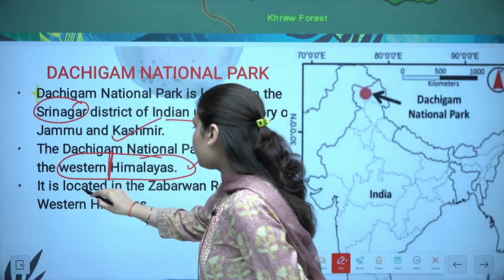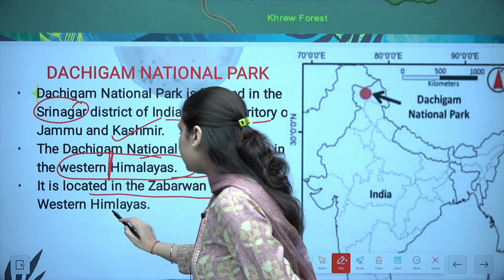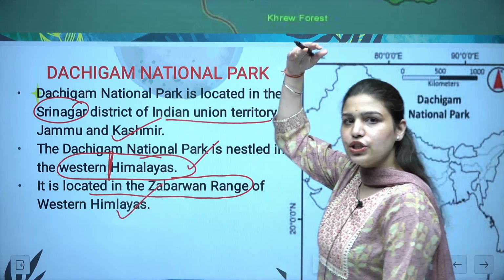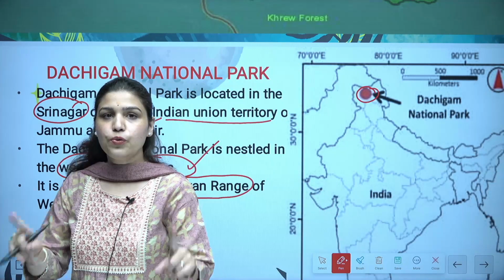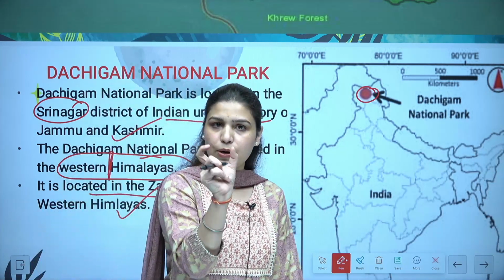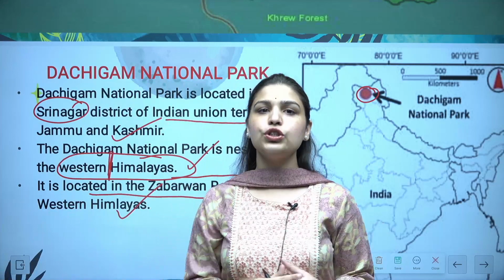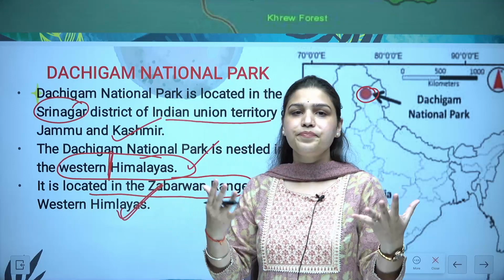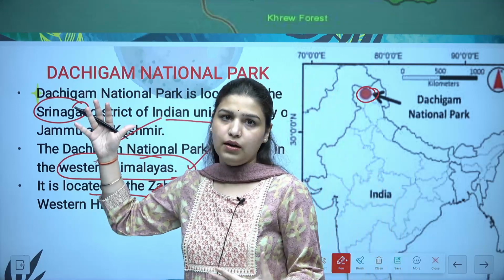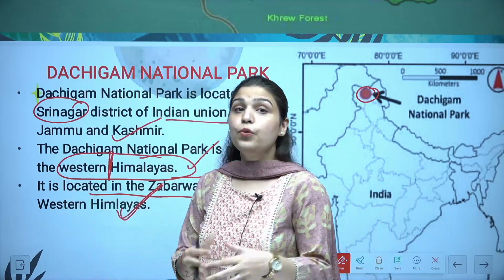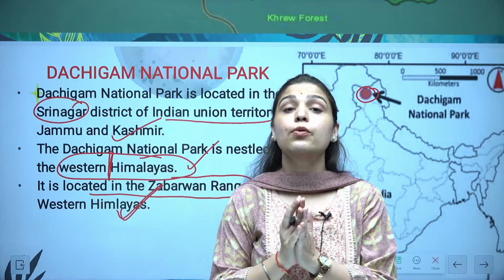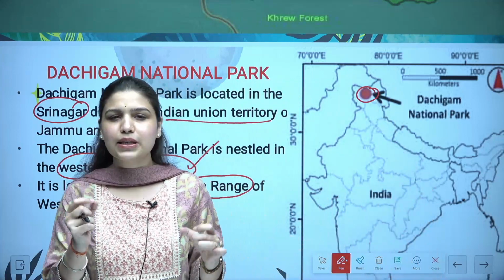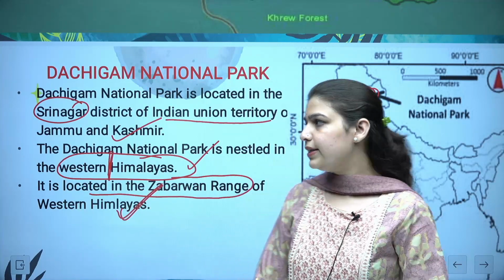So moving on, it is located in the Zabarwan range of the western Himalayas. Now locating it on the map, the park is located at high elevation in Jammu and Kashmir, in the western Himalayas and in the Zabarwan range. Now one more small fact which you should remember is that the Zabarwan range is part of the western Himalayas. They might not ask anything from this national park, but they might ask where the Zabarwan range is, whether it is part of the eastern Himalayas or the western Himalayas. So we have to remember these small facts while we are covering all the national parks.